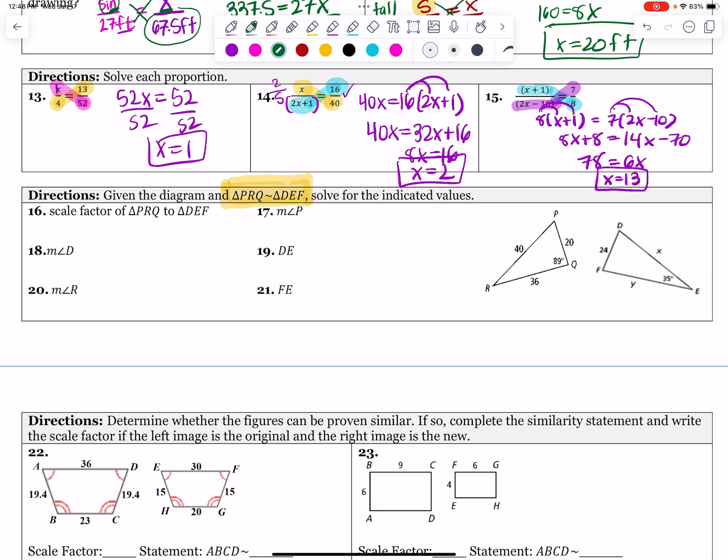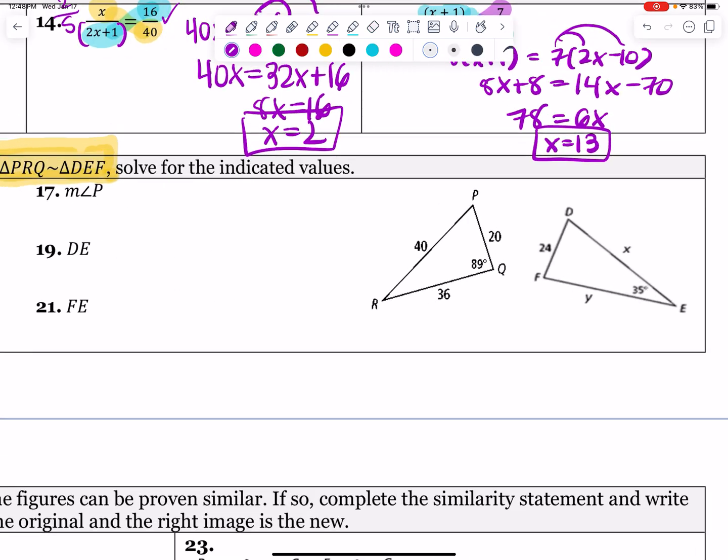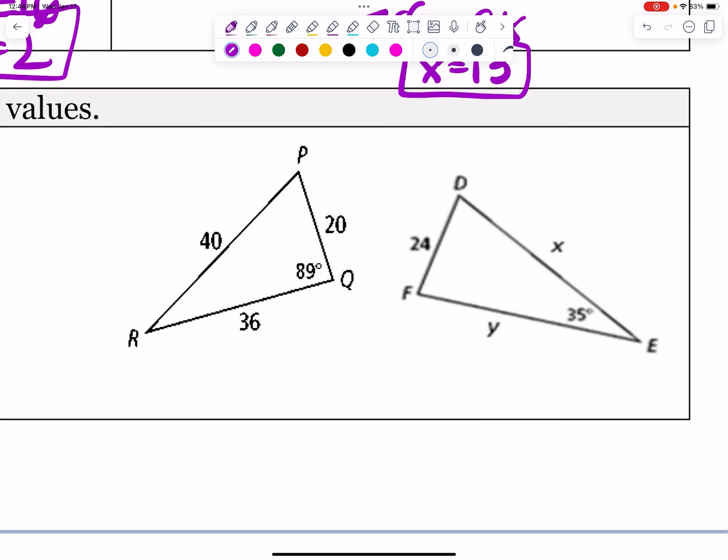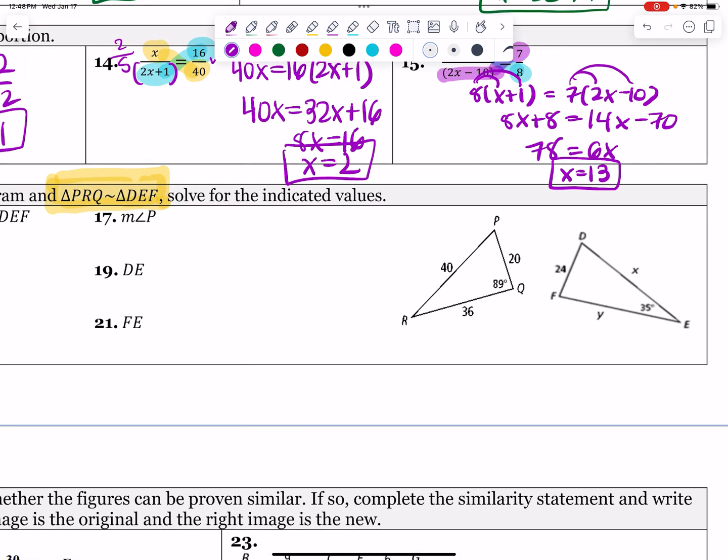So the very first thing I'm going to do whenever it says that two triangles are similar, I copy the angles from the left triangle to the triangle on the right, and I copy the angles from the right triangle to the triangle on the left. So because Q is 89, I know that F is also going to be 89, so it tells you where to put it, 89 degrees. Okay, so those are going to be congruent to each other.